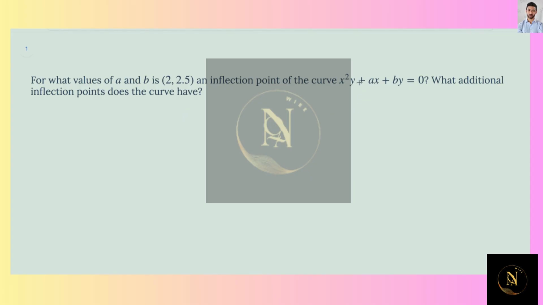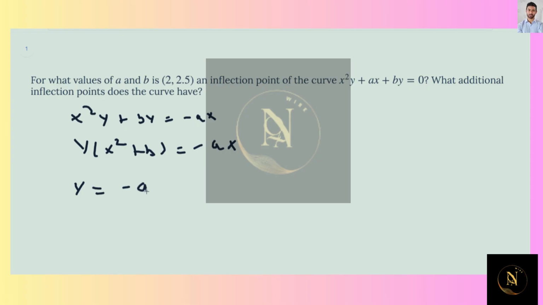First of all, let's start off with isolating y. So we have x squared y plus ax plus by. I'm going to move the ax over to the other side, so it'll be negative ax, and then I can pull out y. So this will be y times (x squared plus b) equals negative ax. This will give us y is equal to negative ax over x squared plus b.